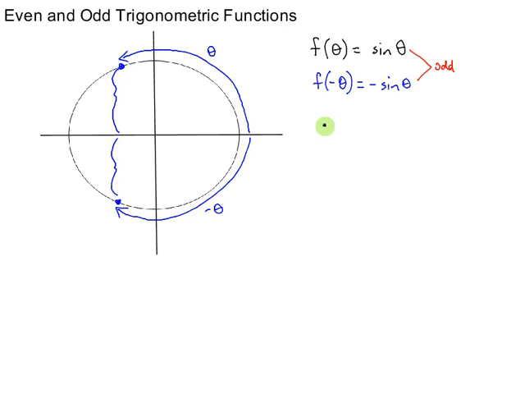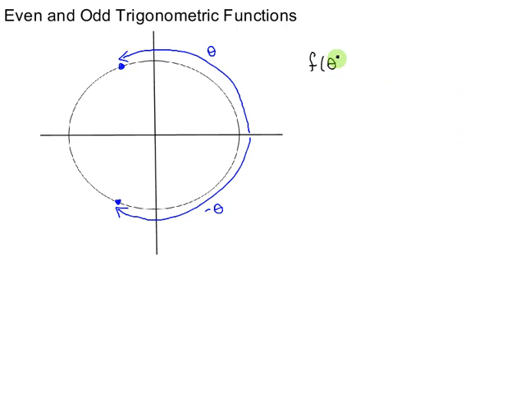Similarly, its reciprocal, let's call it g, cosecant, is odd because it's simply 1 over the sine of theta. As you plug a negative in for theta, you'll get a negative in the front over here, making this an odd function as well. Okay? So sine and cosecant are both odd functions.